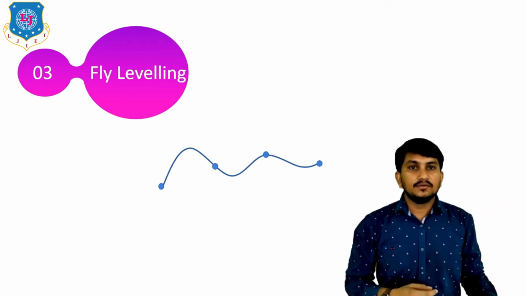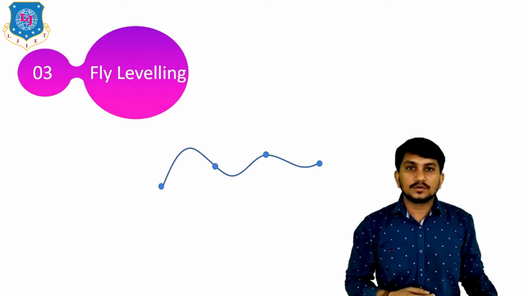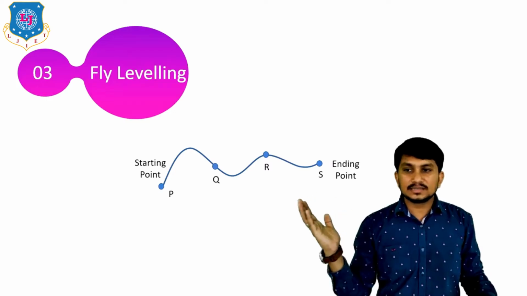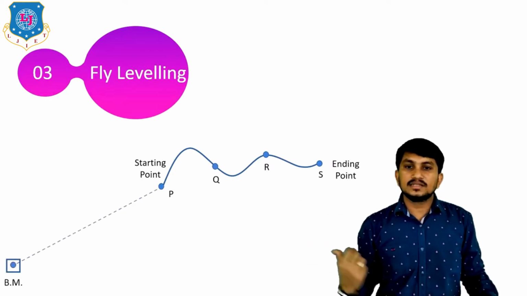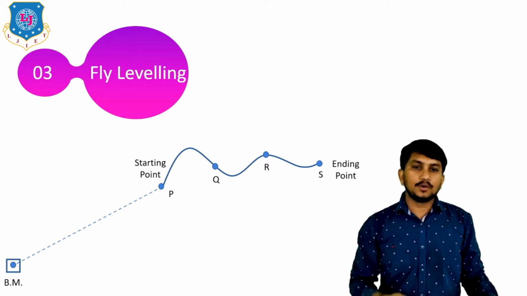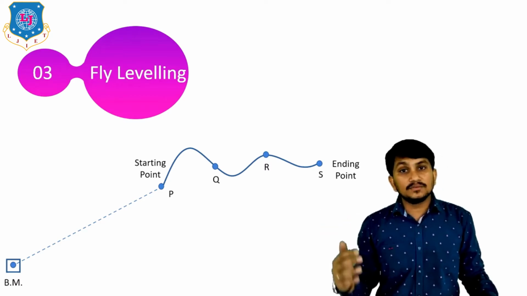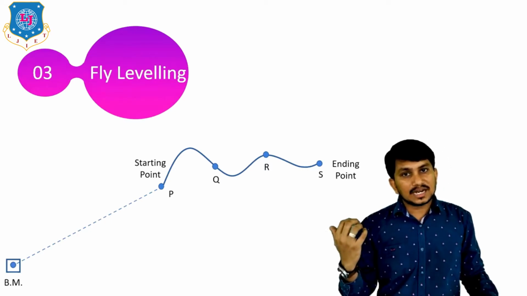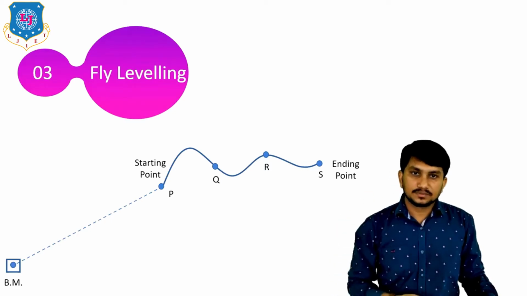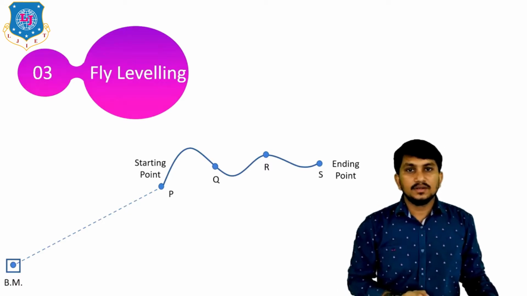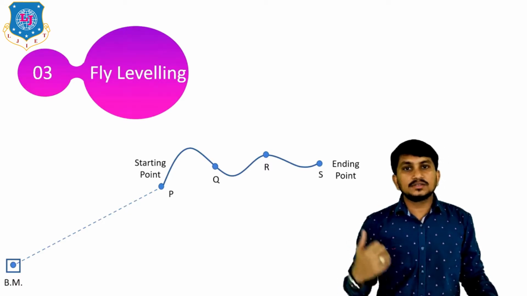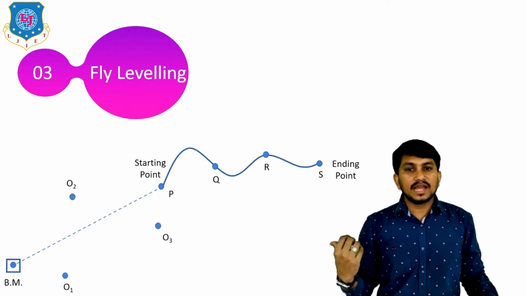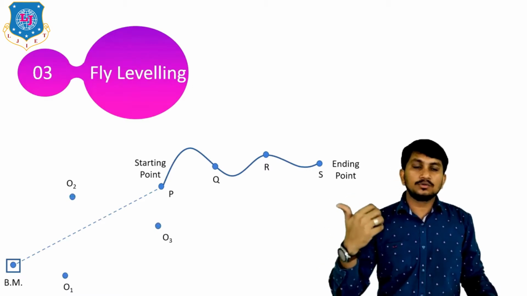Okay, so we have to use the benchmark for that, but the benchmark is far from the starting point P. So we have to transfer the level from the benchmark to the starting point. To do this transfer, fly leveling is used. It is one type of differential leveling which is used to transfer the level of the benchmark to the starting point. So here we can do a number of setups like O1, O2, O3.